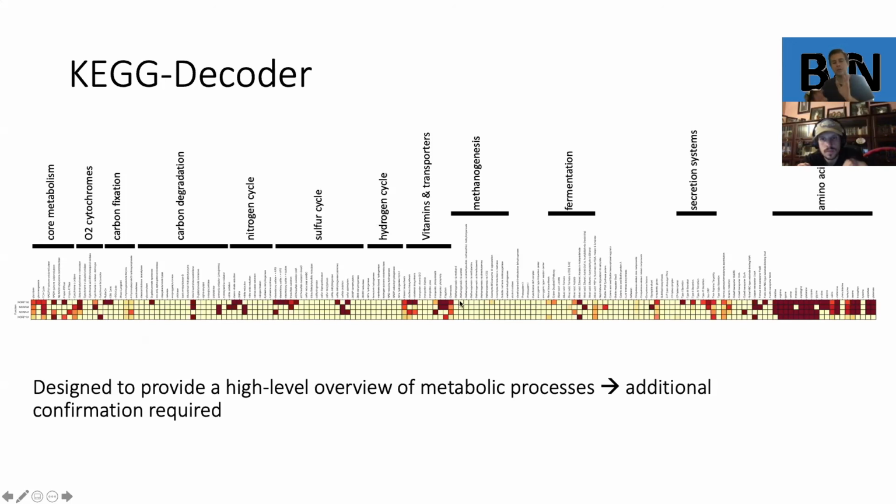So there are some elements in KEGG Decoder that were designed really personally for myself, that have now gone out there into the world and can cause some problems with folks. And then things like fermentation are checked. There's a whole section on secretion systems. And then a recent addition is a check to see if an organism can synthesize all of its amino acids based off of what's present there.